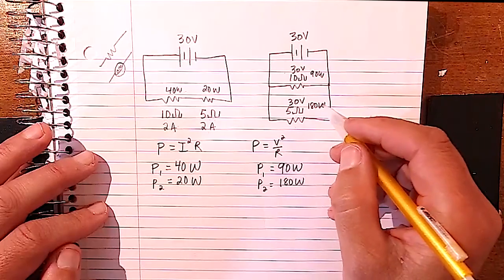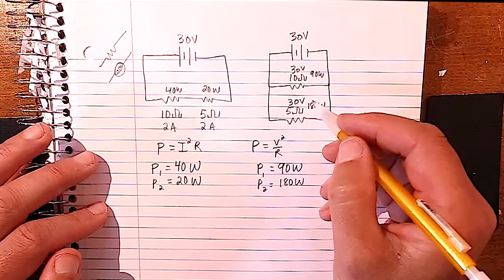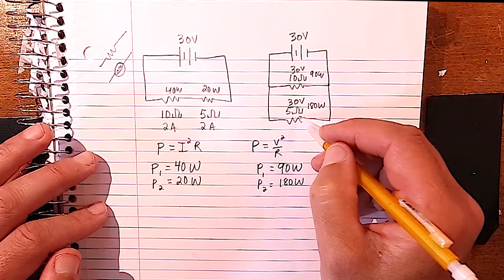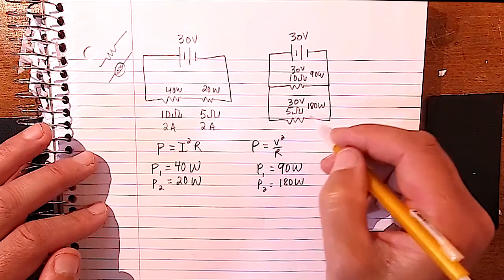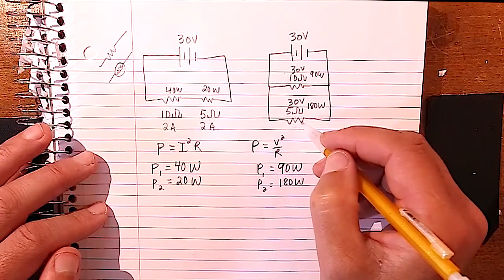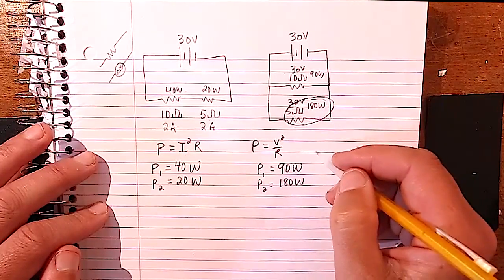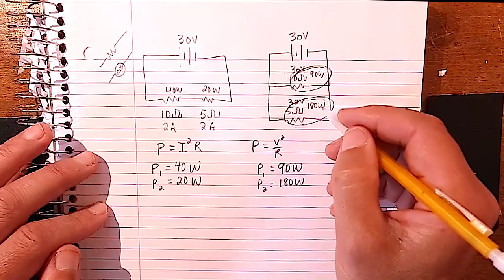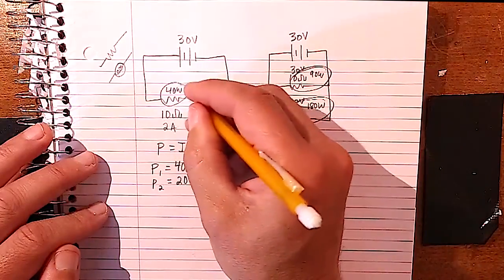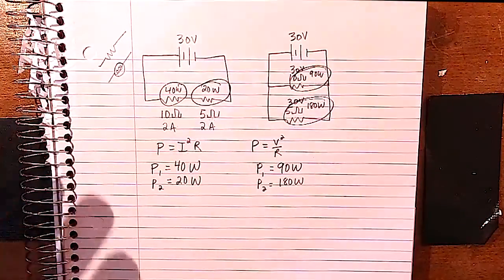So this is counterintuitive, because now the lower resistance one is getting the higher wattage. The 5 ohm will glow the brightest. So this is our brightest. This is our second brightest, this is our third, and then the least bright would be this.